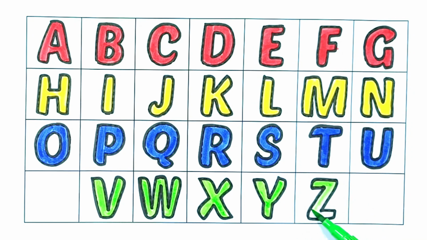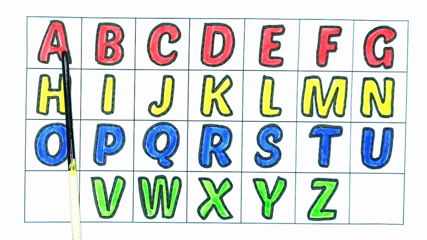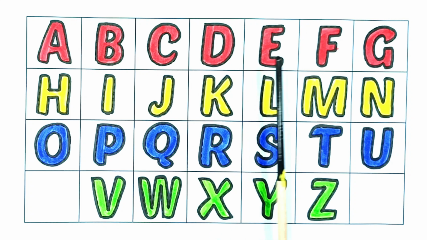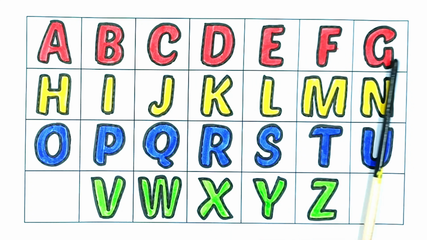Z for zebra, Z for zebra. A, B, C, D, E, F, G, H, I, J, K, L, M, N, O, P, Q, R, S, T, U, V, W, X, Y, Z.